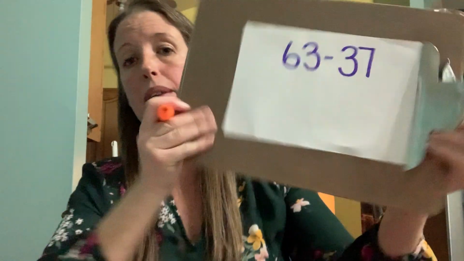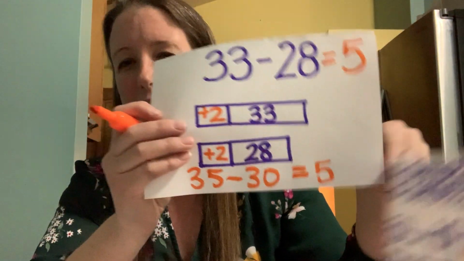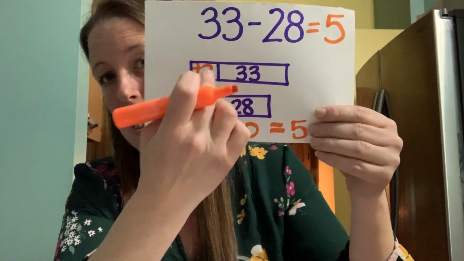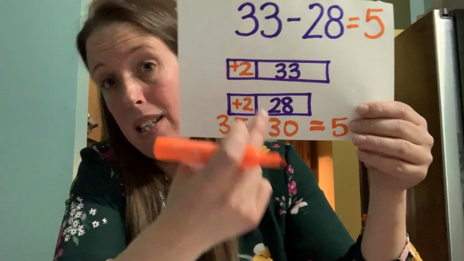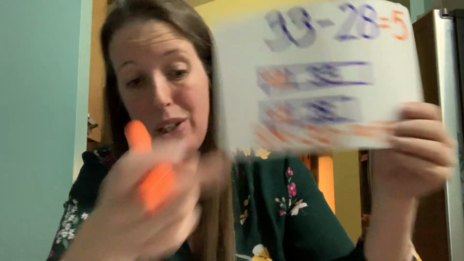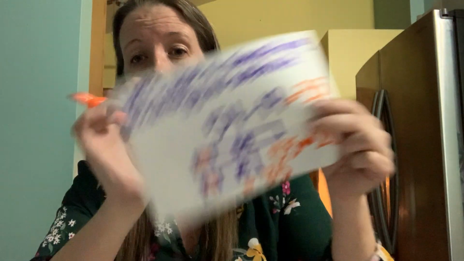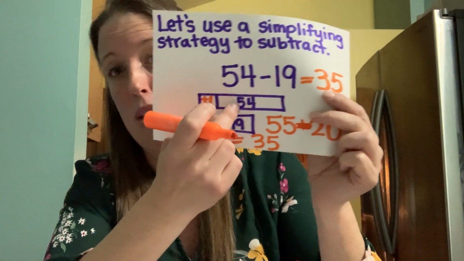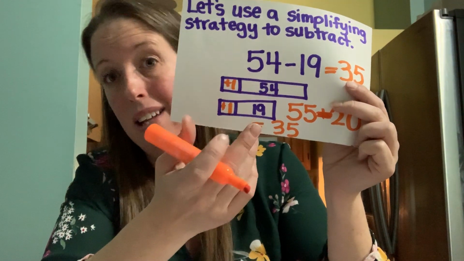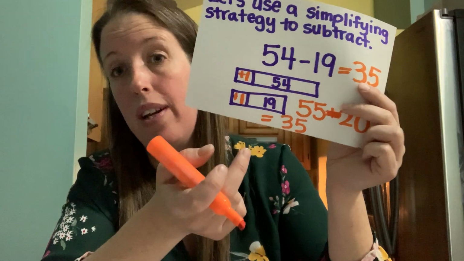The other ones I already had my boxes drawn, so this one, let me draw them. And if you realize here, see how my 33 box was slightly longer than my 28? That's because 33 is slightly bigger than 28. Here, my 54 box was much longer than my 19. That's because 54 is much greater than 19. So I like to keep my boxes somewhat visually accurate.